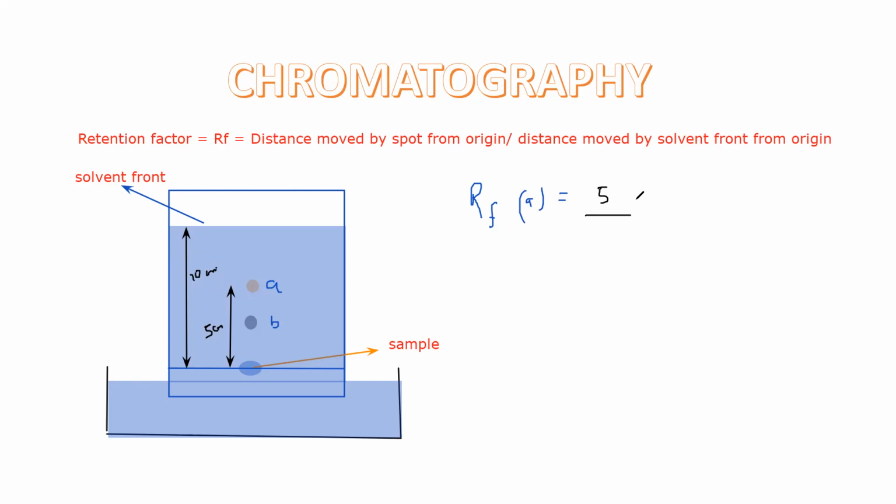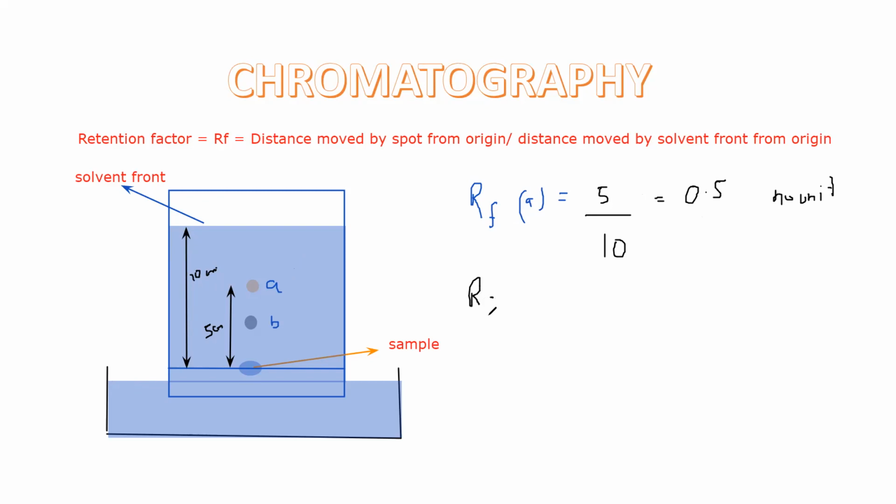So what is the RF value? Retention factor is the distance moved by the spot divided by the distance moved by the solvent. So 5 divided by 10 is equal to 0.5. And it does not have any unit, so it is only a number. It does not have any unit, centimeter, meter, millimeter, because it is the simplest ratio. So the RF value for spot A is 0.5.